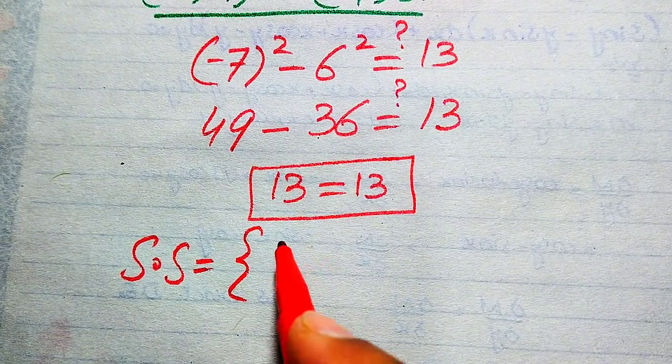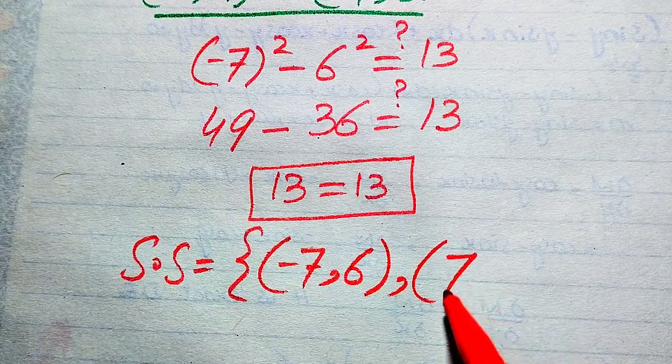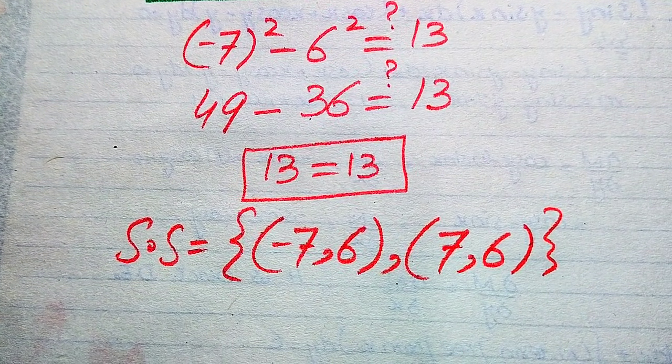So finally we have the solution set of this question as -7, 6 and +7, 6. So these are the two solution sets of the given equation.